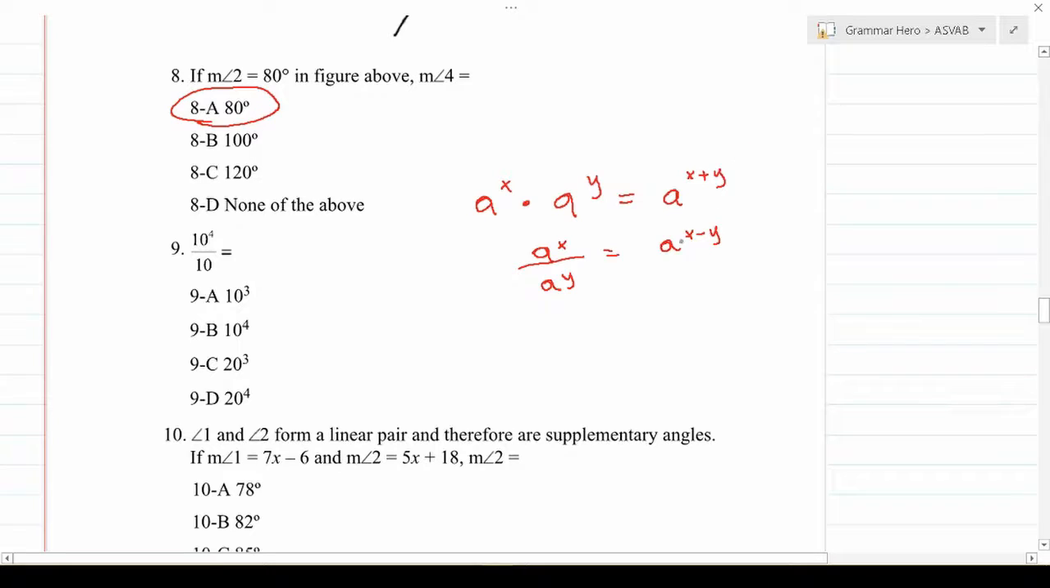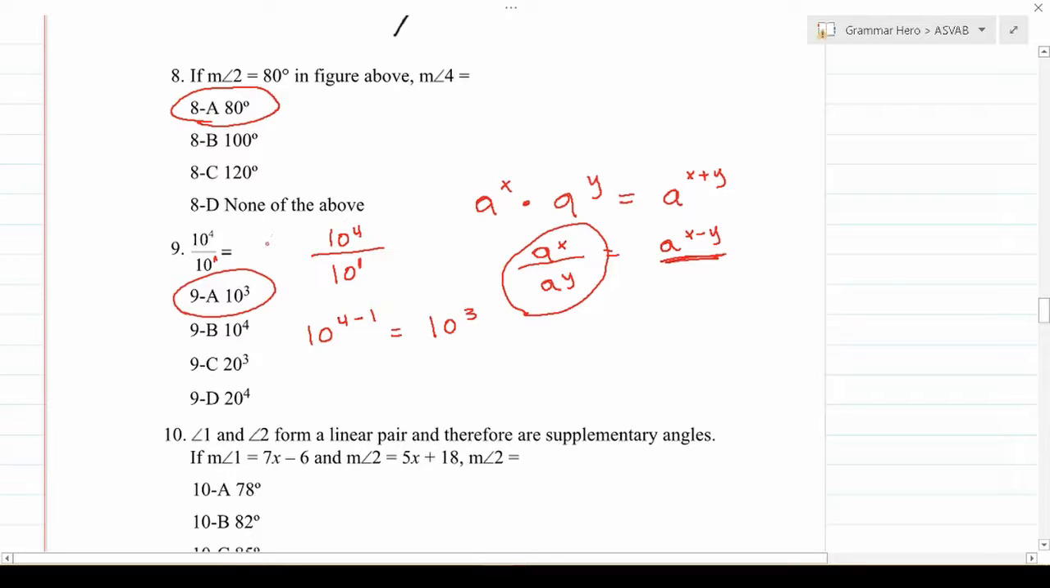Okay? In this case, we can see we have division of exponents with the bases the same. I'm going to rewrite this as 10 to the 4th divided by 10 to the 1. So we can see we have this case right here, and that's going to prompt us to use this. So this is going to become 10 to the 4th minus 1, or just 10 to the 3rd.